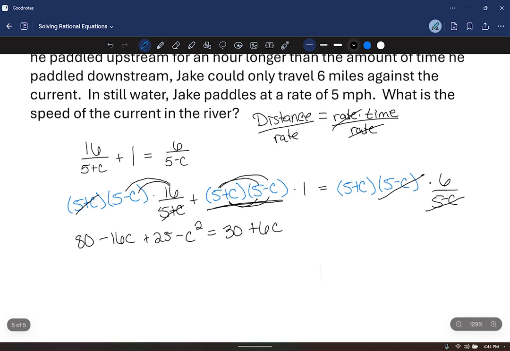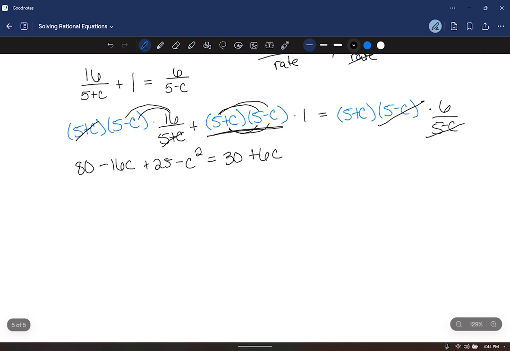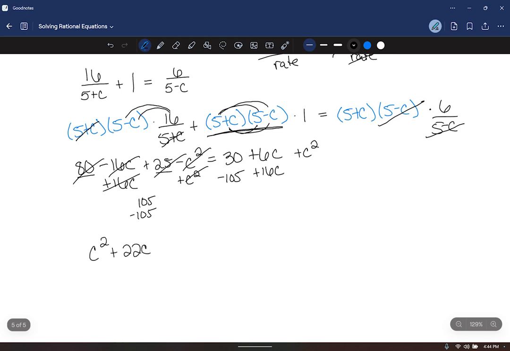I do see that I have a squared term. I have some terms with just a c and some constants. So I am going to combine things, and I'm probably going to have to factor. So I don't want my c squared to be negative, so I'm going to add that to this side. I'm also going to add my 16c to the 6c. And then I have an 80 and a 25. That's 105. So I'm going to subtract 105. So now everything is gone from this side. And I have c squared plus 22c minus 75 equals 0.